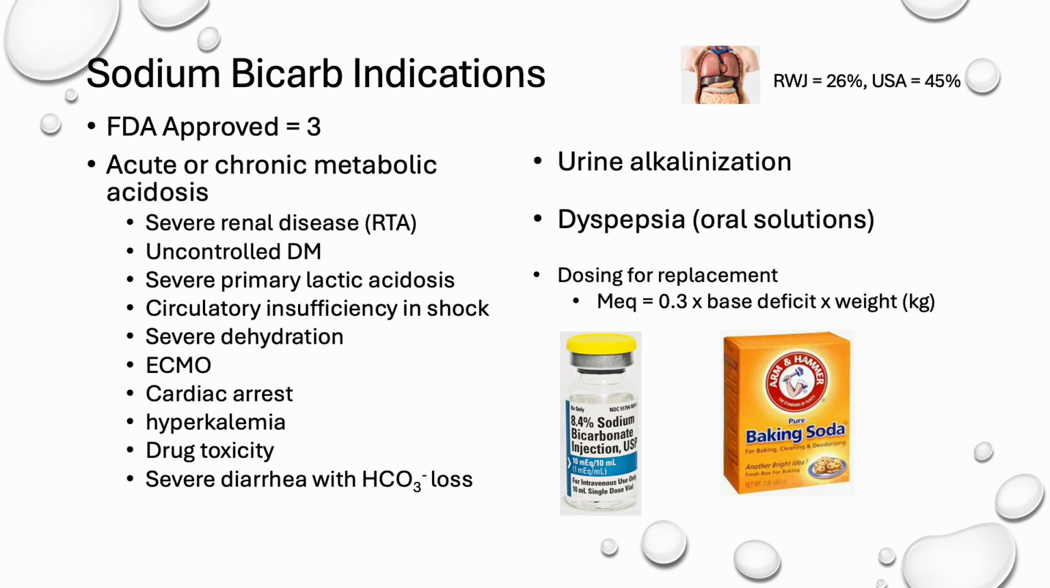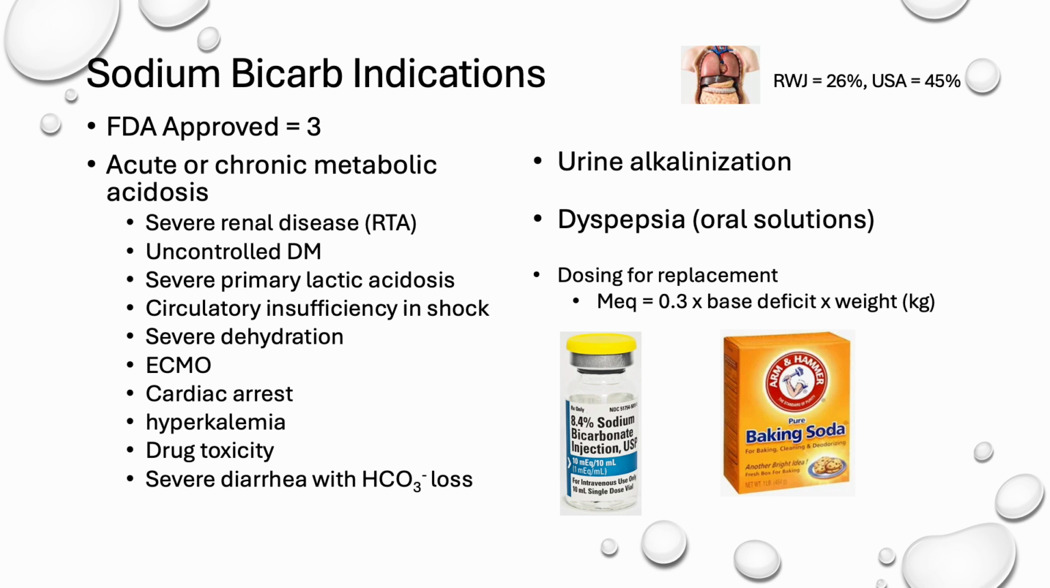Our next key word here is sodium bicarb indications. You can see from the upper right-hand corner, this was a very commonly missed question, both at our program and around the country. And the FDA really has only approved sodium bicarb for 3 main types of problems. So these are acute or chronic metabolic acidosis, urine alkalinization, and dyspepsia.